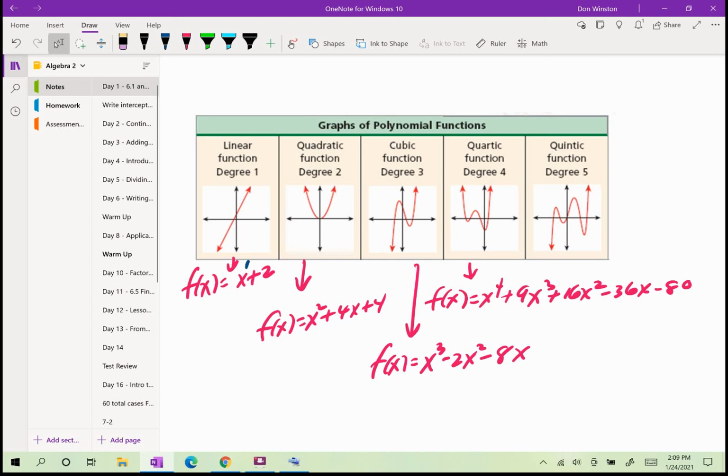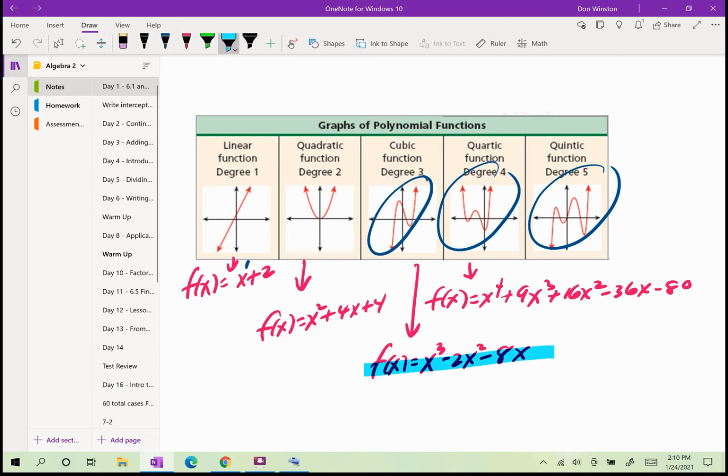And then I have a quartic function, degree 4. X to the 4th plus 9x cubed plus 16x squared minus 30x minus 80. Now in a couple of days, you'll be able to look at these graphs here and write the polynomial like I did for degree 3 and degree 4. For that degree 3 polynomial, that's x cubed minus 2x squared minus 8x. You'll be able to look at that graph and say, I can write a polynomial for that. And then this is degree 4. You'll be able to look at that graph and write a polynomial for that.